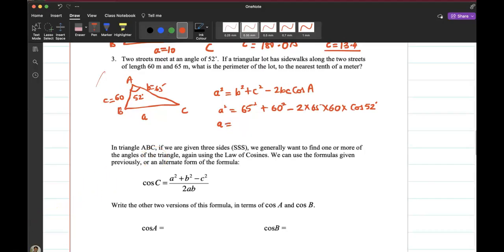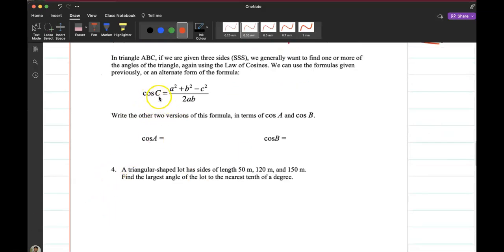So do it on your calculator. 55.0. So what's the perimeter then? It'd be 55.0 plus 60 plus 65. How much is that? 180.